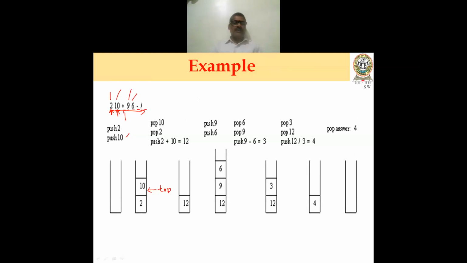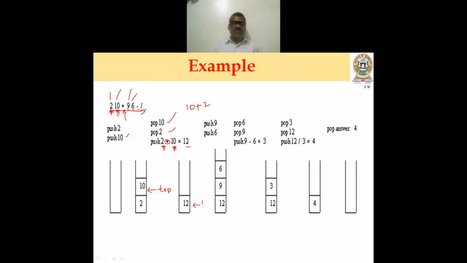Next we scan plus, which is an operator, so we pop the topmost operands. Pop 10 and pop 2, then apply the operator plus. It should not be applied as 10 plus 2; 2 plus 10 only you have to apply, because the latest you have popped is 2. So 2 plus 10 is 12, and we push 12 into the stack again.